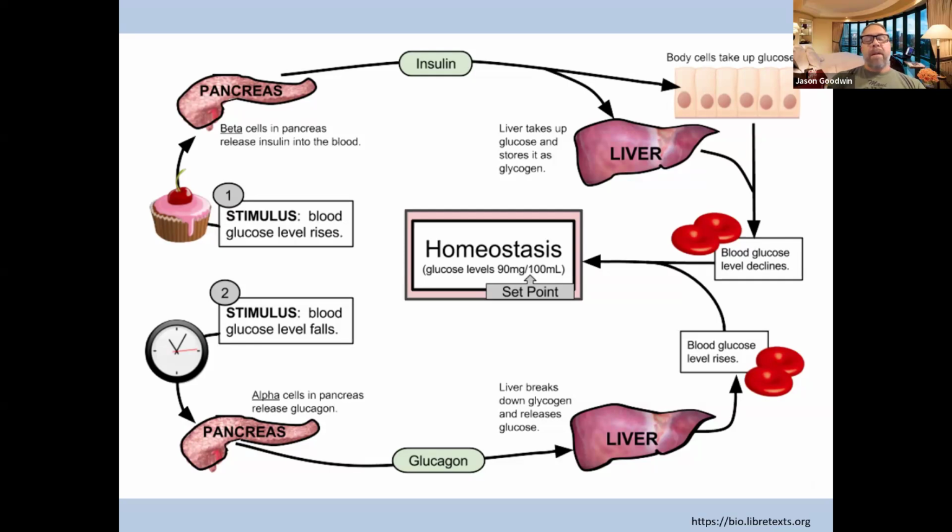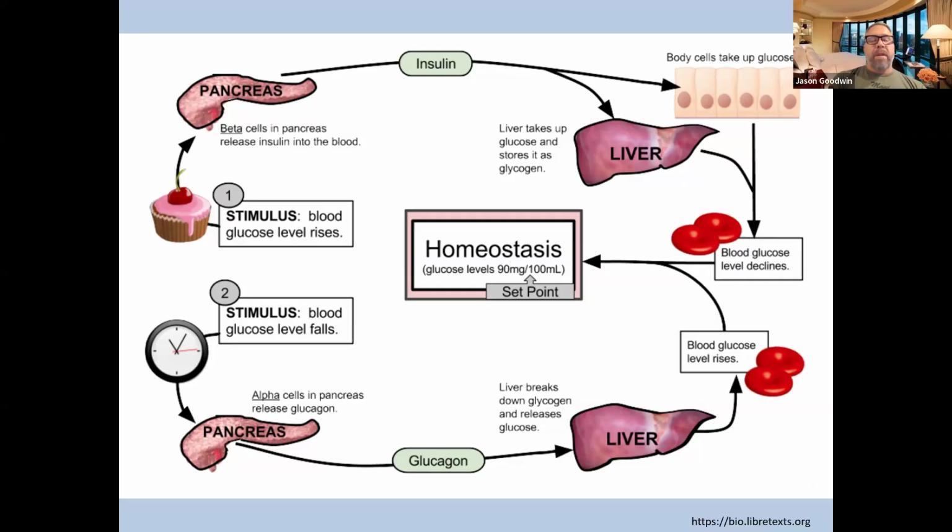So the insulin, which by the way is a fairly caustic substance, as it turns out, it causes a lot of inflammation at high levels, goes into the body cells and the liver. The liver takes up the glucose and stores it as glycogen, and then the body cells take up the glucose. Okay, and the blood glucose levels decline because of the insulin. That creates a homeostasis, right? That's what a healthy body does.